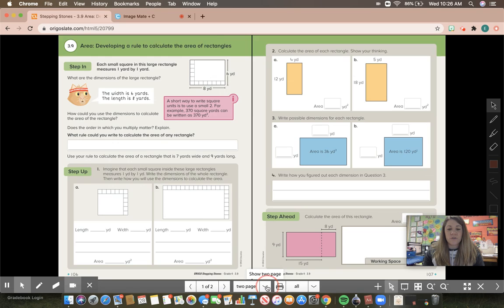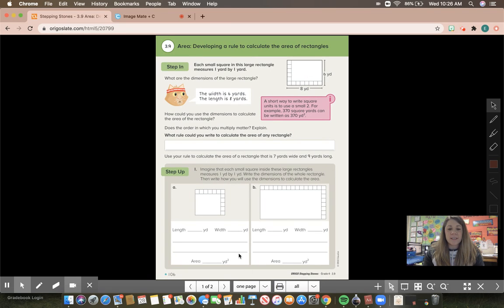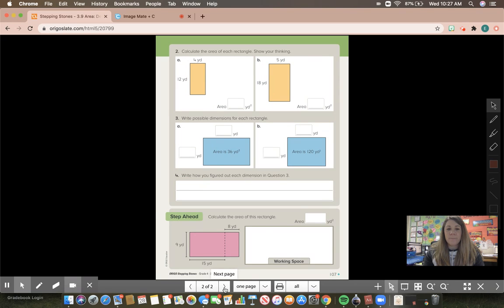So here is your workbook that you need to get to. It's page 106 and 107. You are going to be calculating the area. Again, all those tiles inside of a shape. You're looking at an array. Think about the length and the width, and then write your equation to solve that. And there you can write the area.